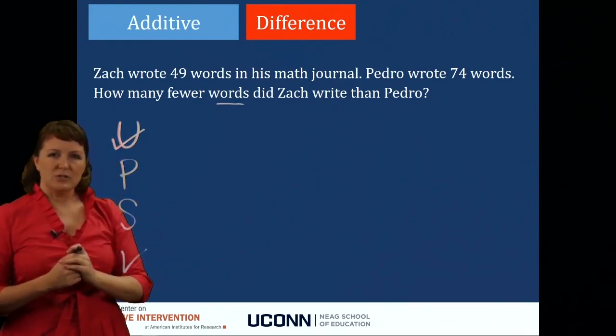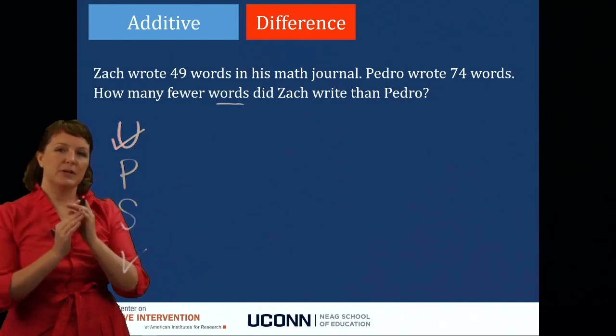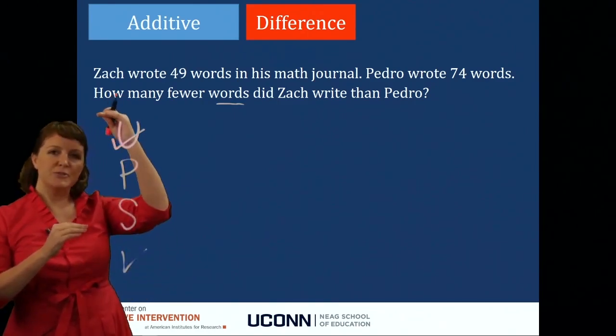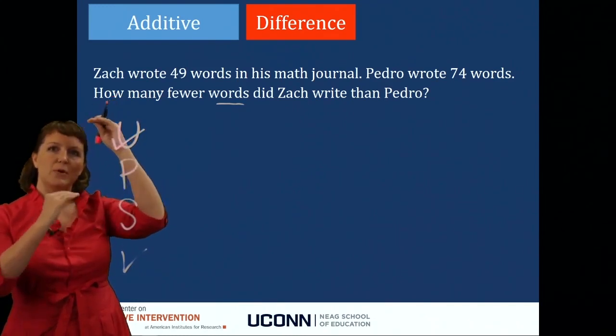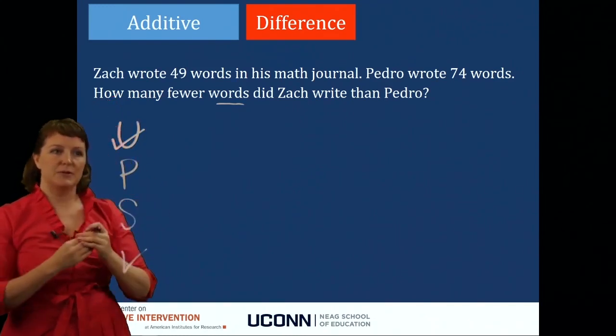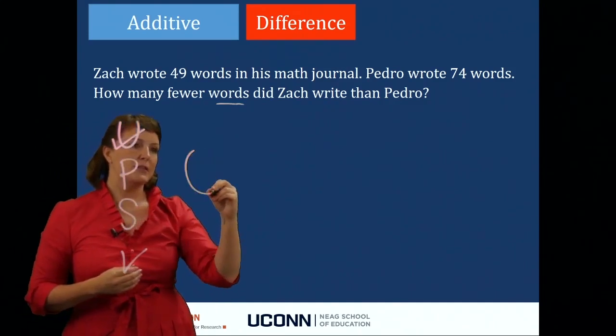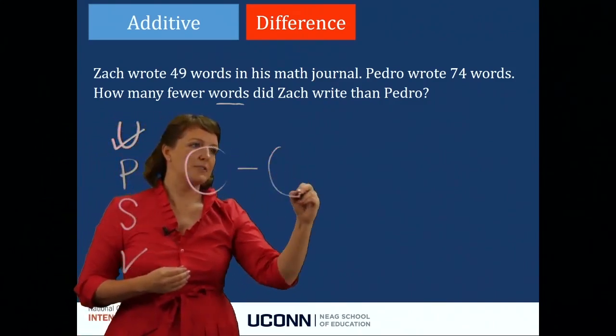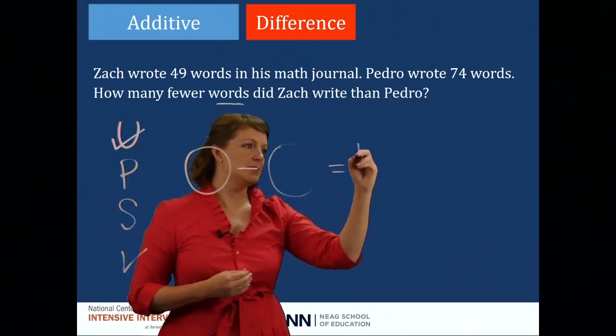Now this is not a total problem because I'm not taking parts and putting them together for a total, but it is a difference problem because I've got Pedro's words and Zach's words, and we're comparing the difference between those. So I'm going to solve those with a graphic organizer here. I'm just going to do circle minus circle equals square.